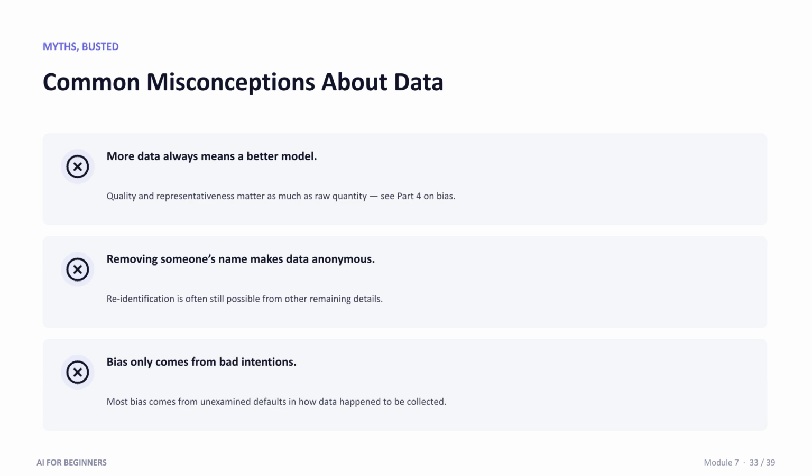It is time to bust some common myths. First, more data does not always mean a better model. Quality and representativeness matter most. Second, just removing names doesn't guarantee anonymity, as other details can lead to re-identification. And third, bias often comes from unexamined defaults, not bad intentions.